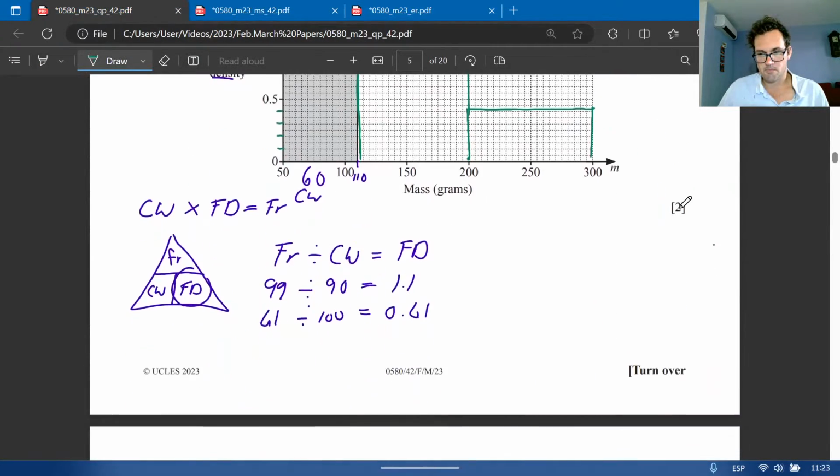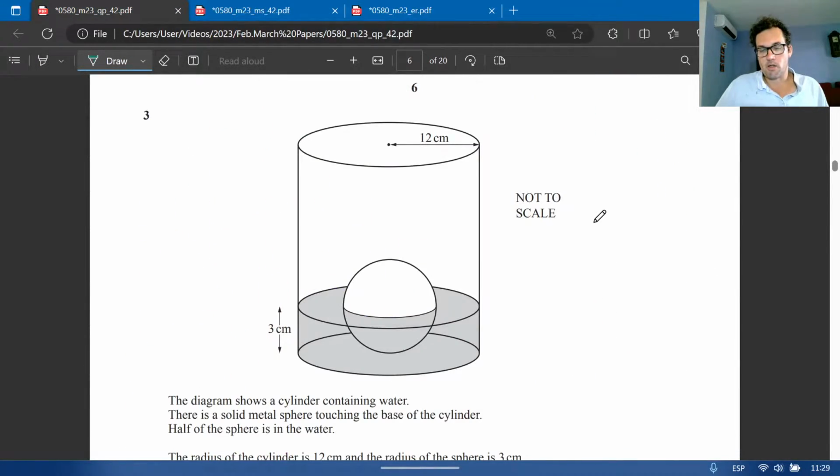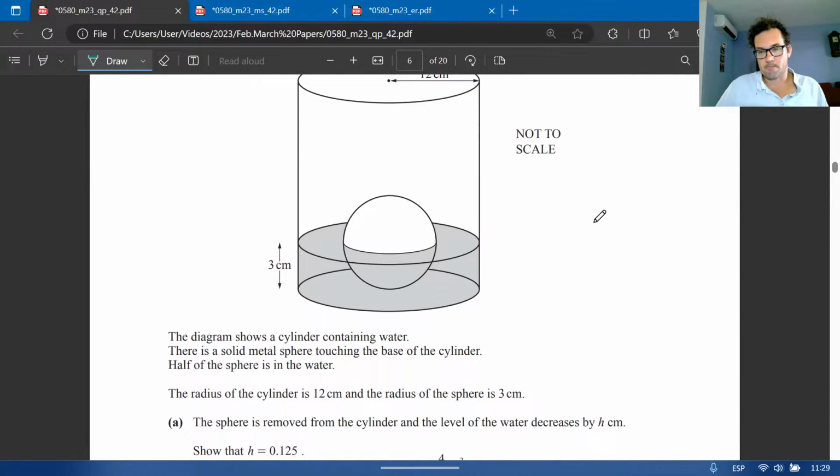That's it. Question 3, they got a ball in a tube. Just take this slow. The diagram shows a cylinder containing water. There is a solid metal sphere touching the base of the cylinder. Very important, it touches the base. I think that's important.